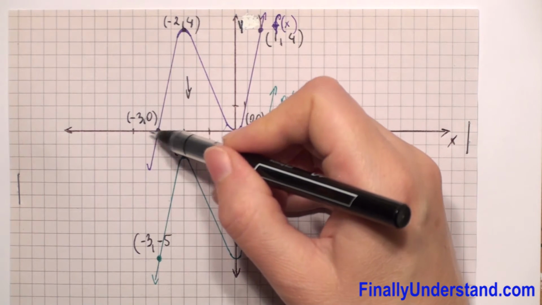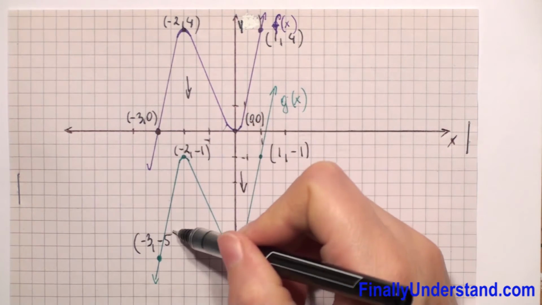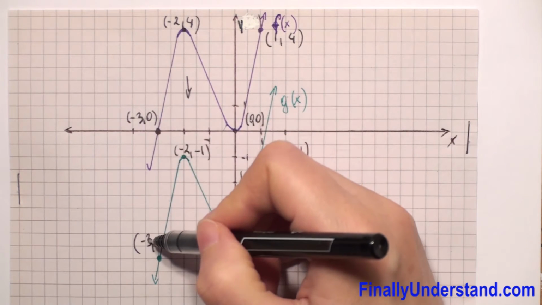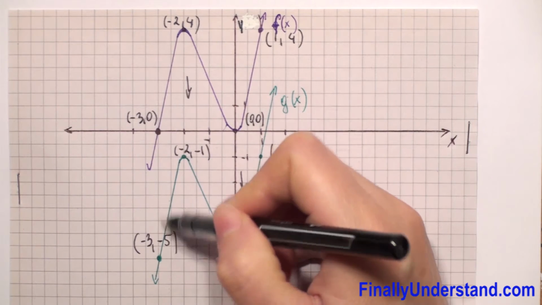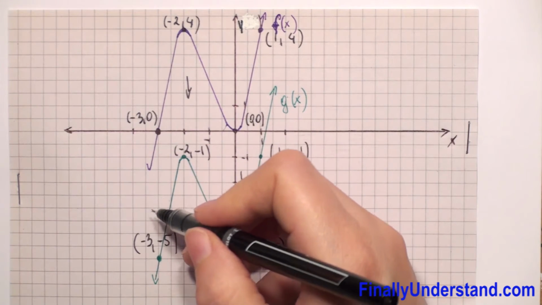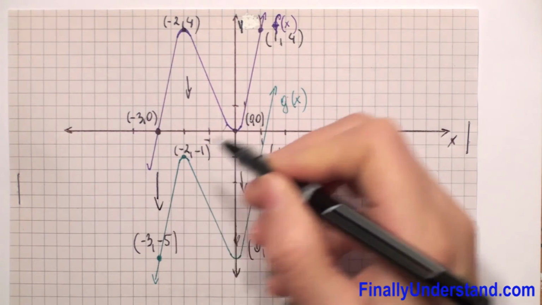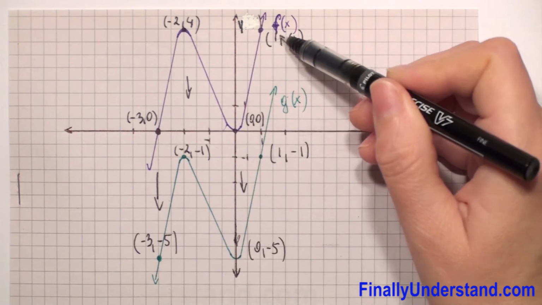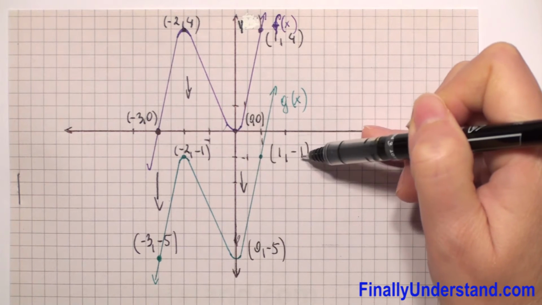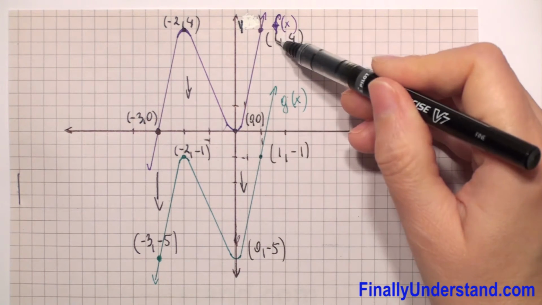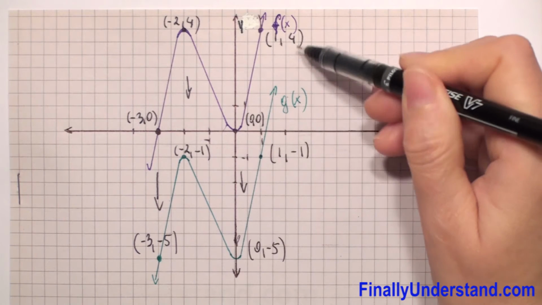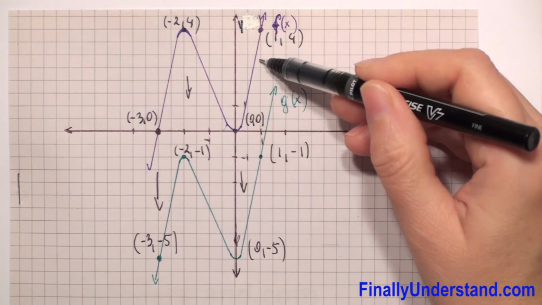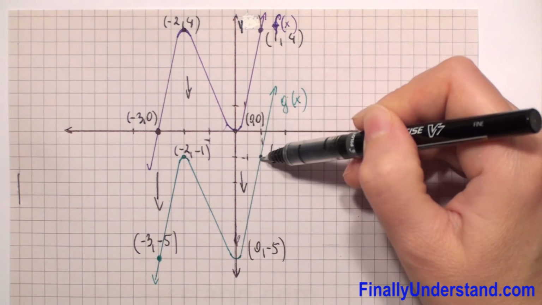What else? We have -3, 0, and that point is -3, -5. Again, the first coordinate is the same. The second changed from 0 to -5. So going down. What else? This point also, 1, 4 and 1, -1 we have. So the first coordinates are the same and the second is 5 units down.